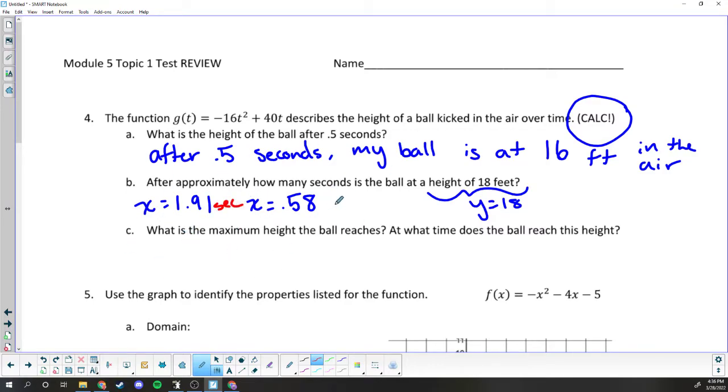And these are my 2 answers, okay? Seconds. X equals 1.91 seconds and 0.58 seconds. And there we go. Okay.